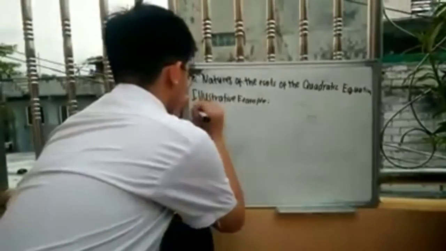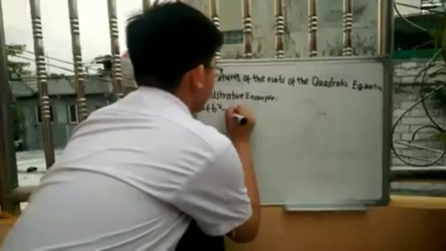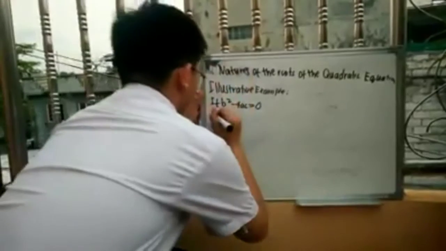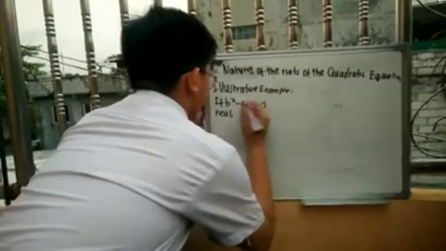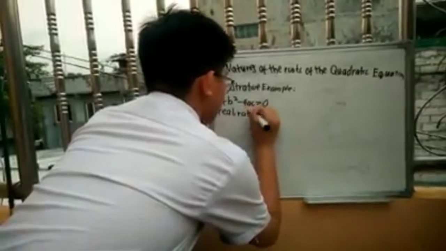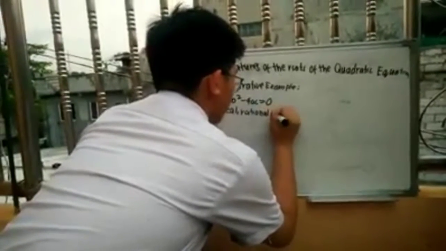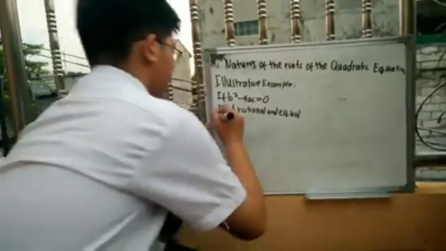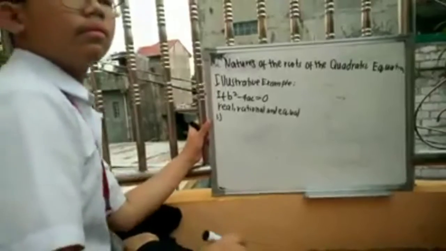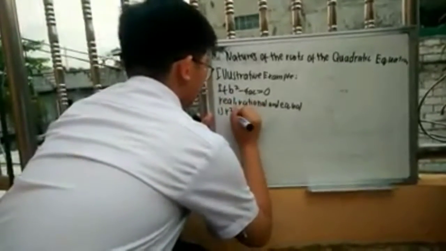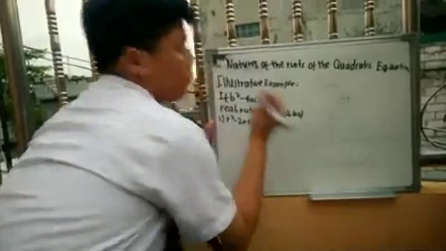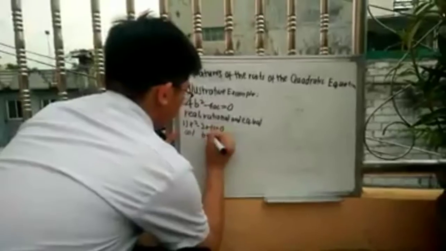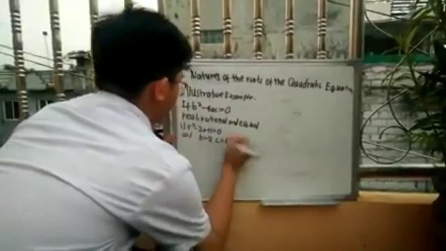If b squared minus 4ac is equal to 0, then the roots are real, rational, and equal. So let's try this example. A is equal to 1, B is equal to 4, C is equal to 1.